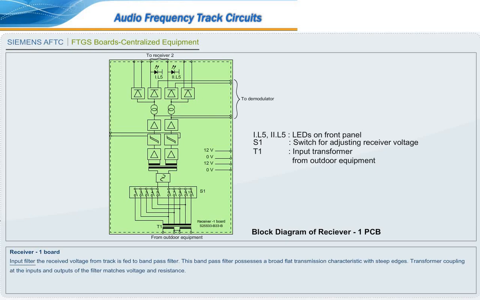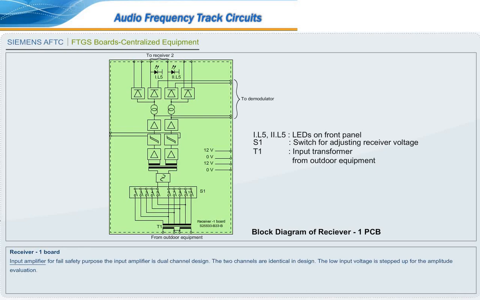Input filter. The received voltage from the track is fed to a band pass filter. This band pass filter possesses a broad flat transmission characteristic with steep edges. Transformer coupling at the inputs and outputs of the filter matches voltage and resistance.